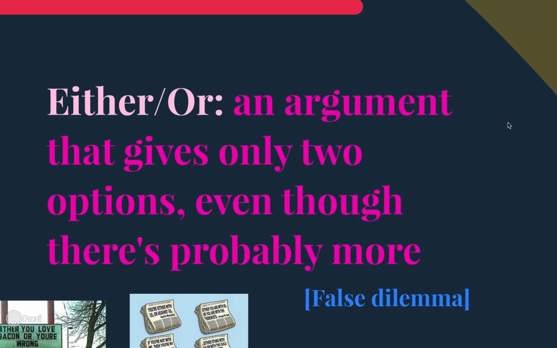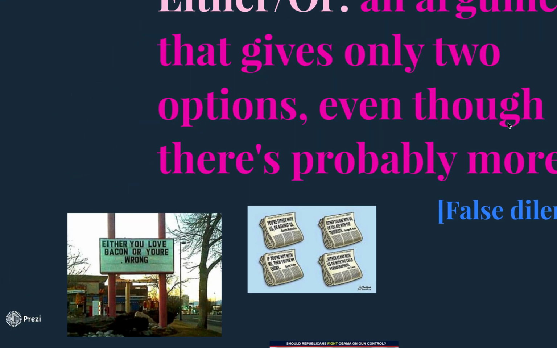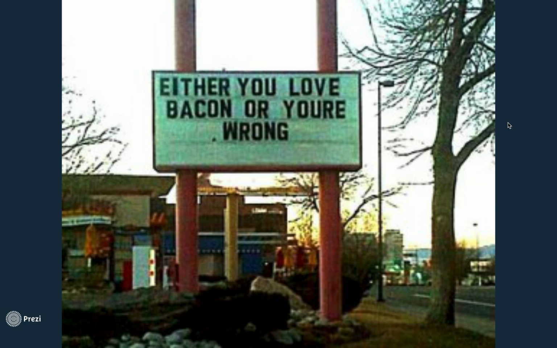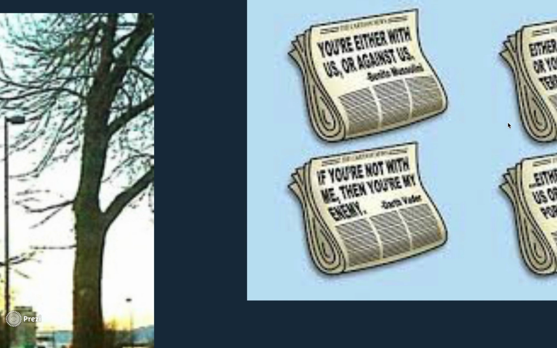So either-or is an argument that gives only two options, even though there's probably more. But the idea here is that you kind of trap people into responding and not thinking about it. Not seriously, but "either you love bacon or you're wrong" is a classic example. You could see the either-or in there. It doesn't give any option for not liking bacon or not being wrong. It's really, really subjective. And so there's a lot that is not logical about setting somebody up into this trap, basically.